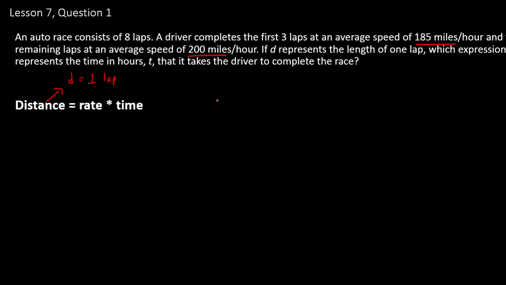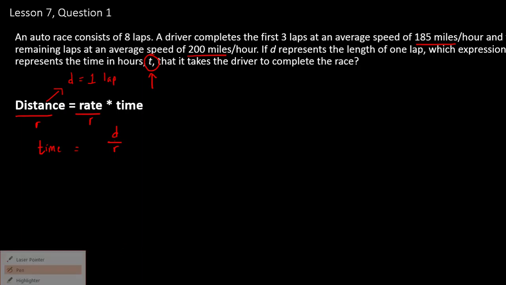So now, considering that our goal is to select the expression that represents the time in hours T that it takes the driver to complete the race, how can we put all this information together to get our solution? Well, first of all, since our goal is to have an answer in terms of T, it might help us to rearrange this equation in terms of T as well. So if I want to solve for T, I'm going to divide both sides of the equation by R. That gives me that time is equal to distance divided by rate.